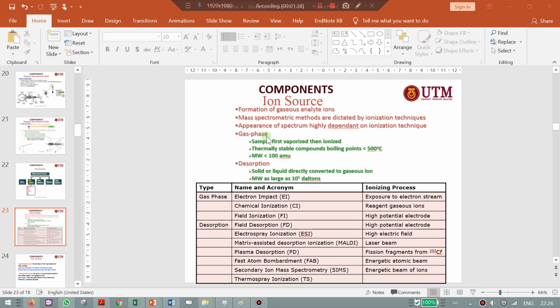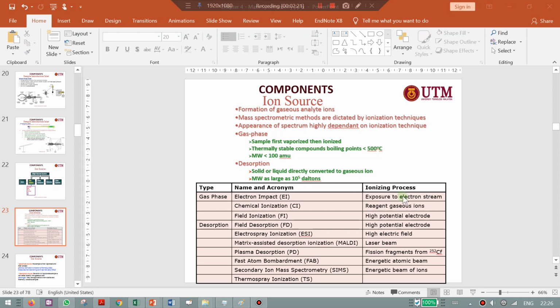What makes the difference? In the GC gas phase, the largest molecular weight in the spectrum we produce is about 100 AMU only, with m/z less than 100. But if you are using desorption, the molecular weight can go up to 10 to the power of 5. That's why, especially if your compound is thermally labile, it is better to go for LCMS, which goes through the desorption technique of ionization.